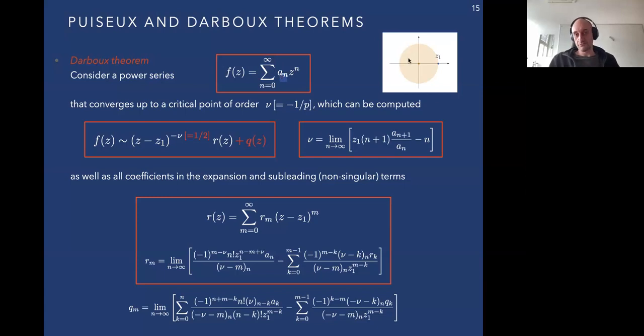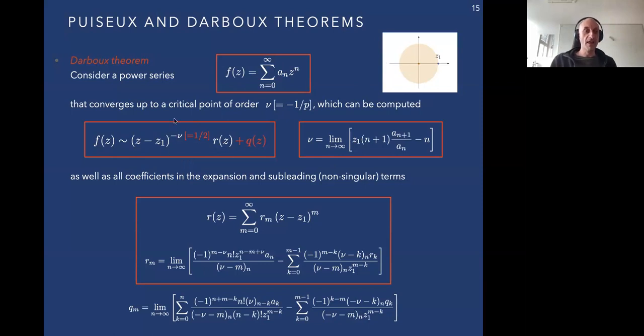So what we know, for example, in the simplest case, is that this converges up to a critical point, all right? So something happens to it. So let's look at an example. These are the standard Darboux examples. So imagine that you have a single critical point here at z1. So this will limit the convergence, okay? So what the Darboux theorem does is it expands the function f of z around the singularity, okay?